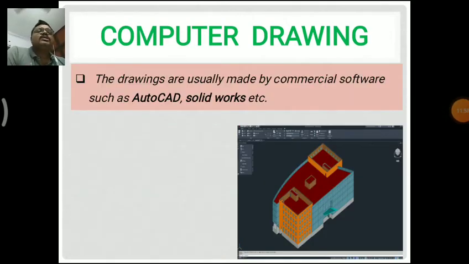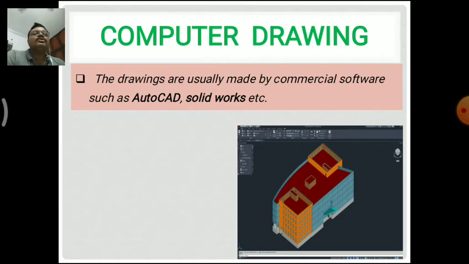Next one is the computer drawing. The last mode of drawing is the computer drawing. These computer drawings are usually made by commercial software, that is AutoCAD, SolidWorks, Ansys, CATIA. These are all mechanical software used to draw 2D and 3D diagrams, that is two dimensional and three dimensional diagrams. The difference is that in two dimensional diagrams we see only one mode of view, that is only front view or side view.